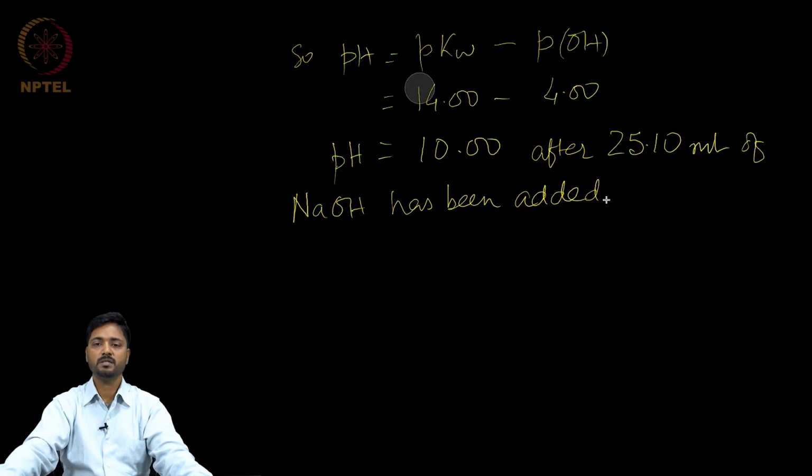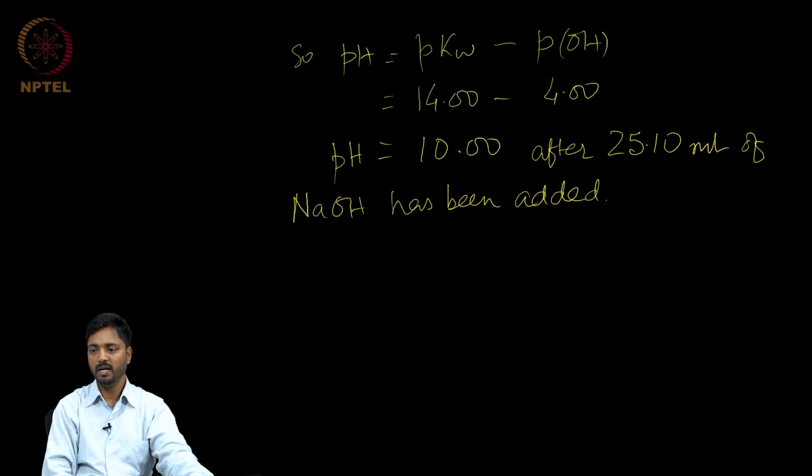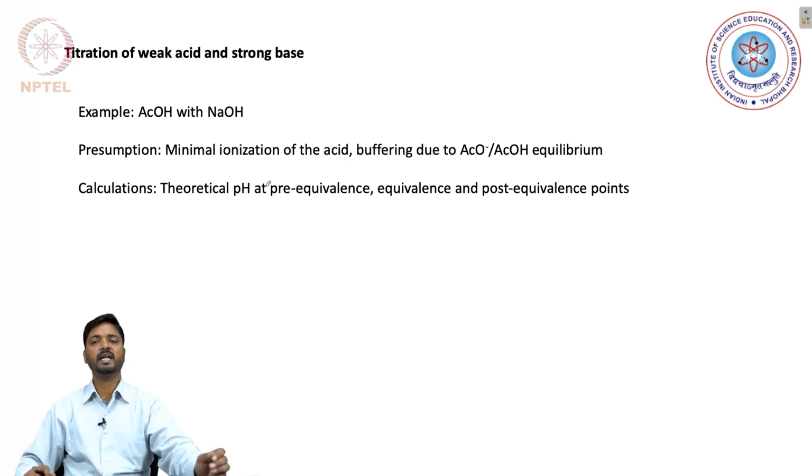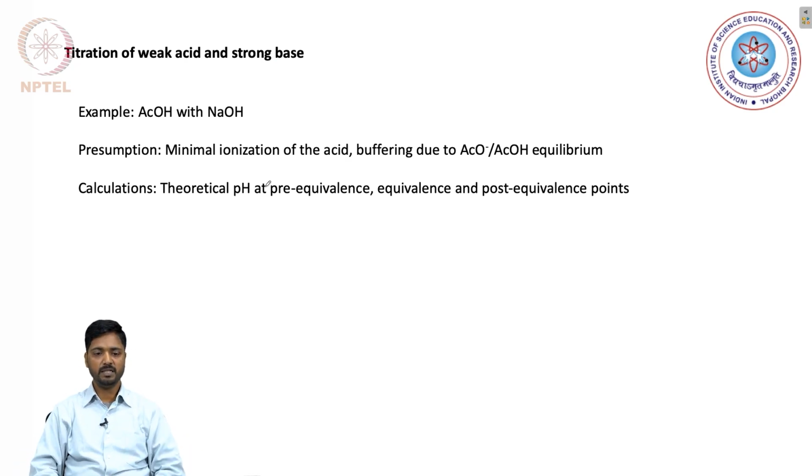Now, let us go back to the presentation and observe what happens when we titrate a weak acid and a strong base. A typical and in fact the most common example of a weak acid would be acetic acid or formic acid, and both are readily available, and a strong base would again be sodium hydroxide. So, there are a few things that we need to consider or assume here.